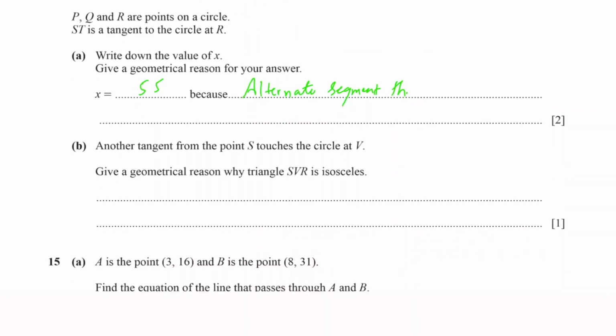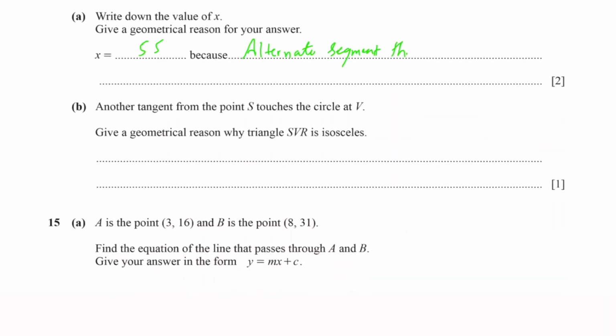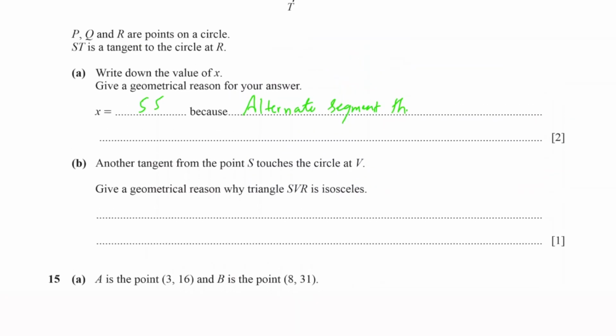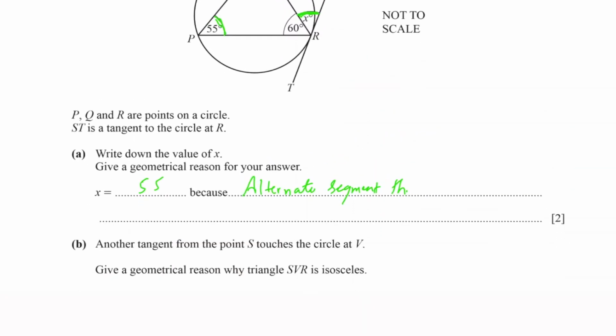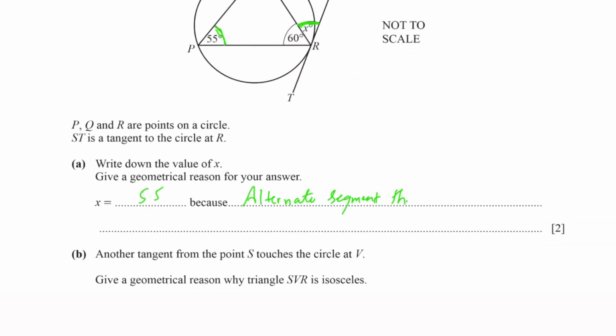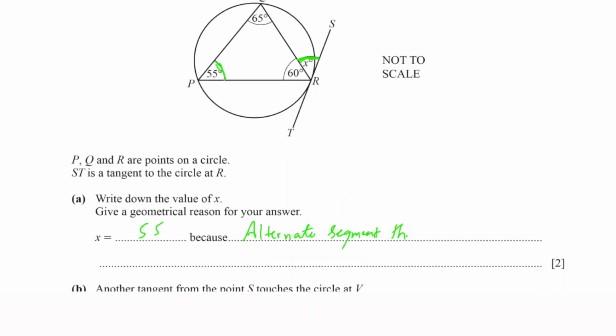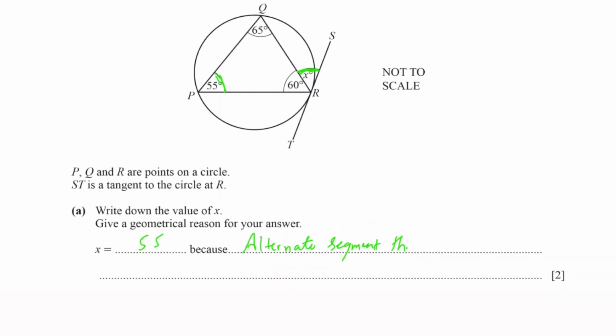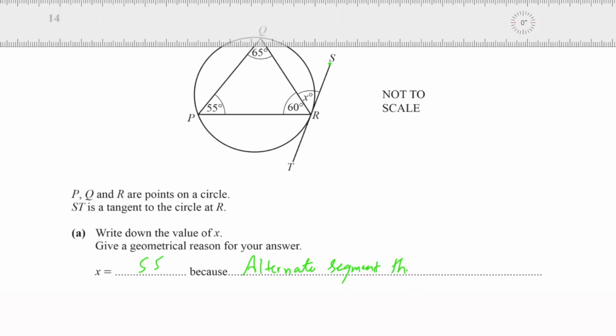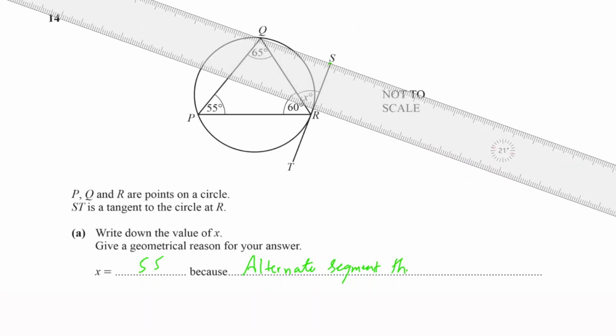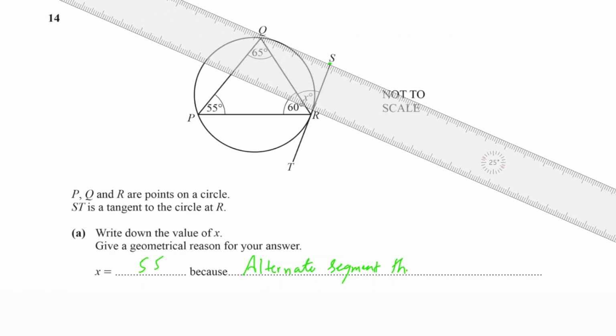Okay, then the other part: another tangent from the point S touches the circle at V. Give the geometrical reason why the triangle SVR is isosceles. So another tangent is drawn from the point S. This is point S. So I'll erase these things. Another tangent is drawn from point S. So this is point S. From there, another tangent is drawn to the circle. It's somewhere like this.